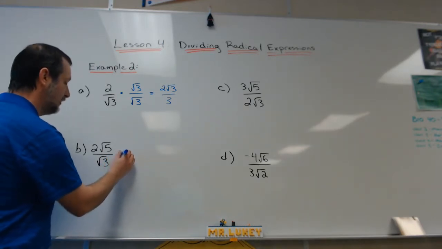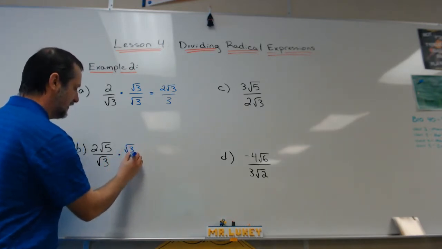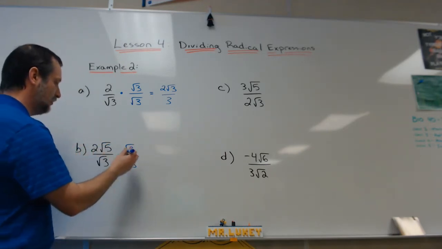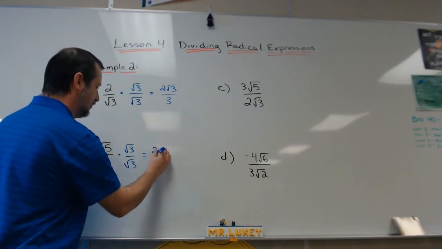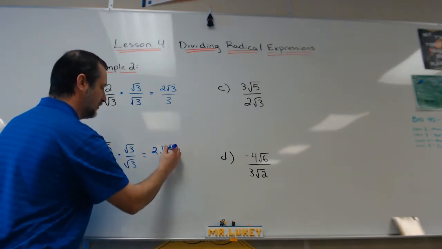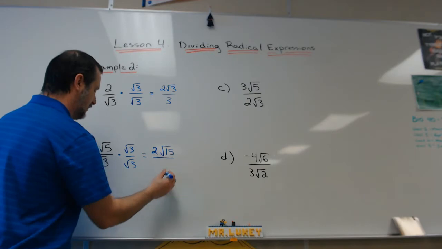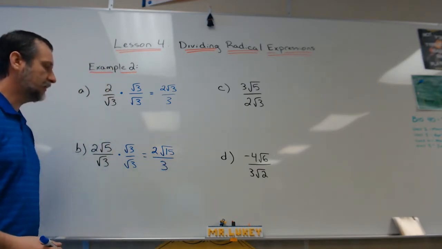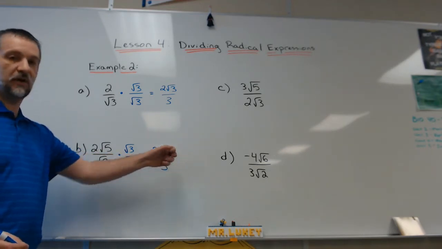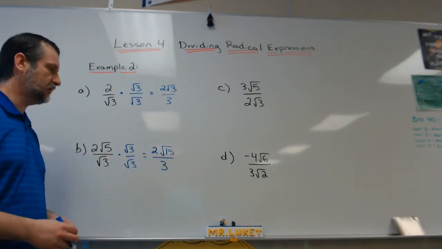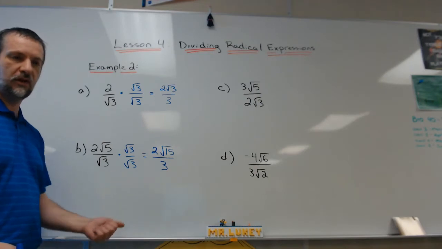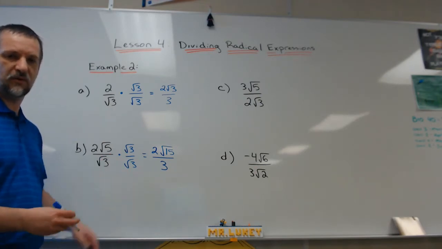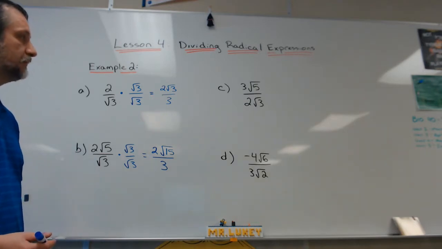Same thing here. For example B, I'm just going to multiply by that same value. So 2 square root of 5 times the square root of 3 is going to be square root of 15. And square root of 3 times the square root of 3 is again going to be 3. The question is, of course, can I simplify this radical anymore? That's always something we've got to check, right? So we've got to look at our perfect squares: 1, 4, 9, 16, no. So that one's already simplified as far as it goes.